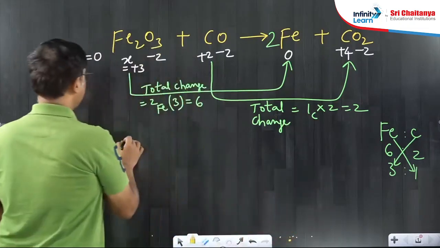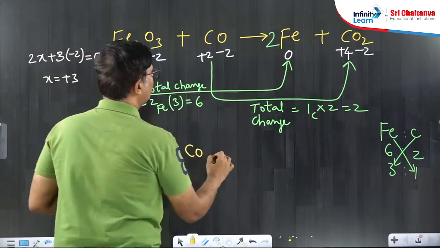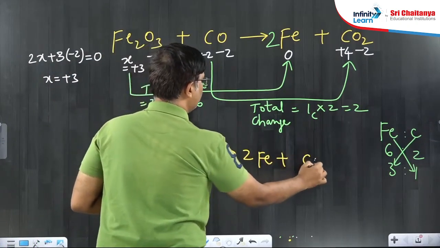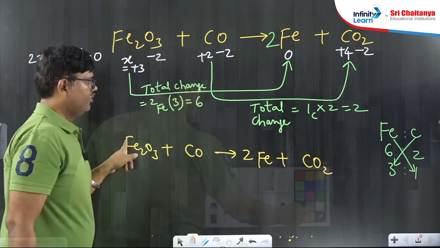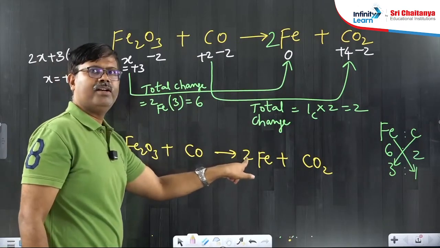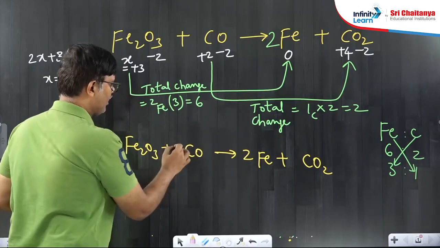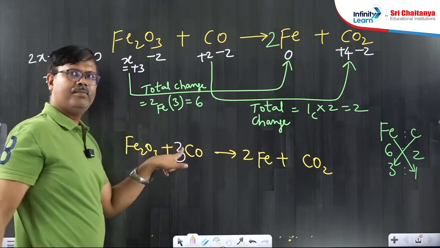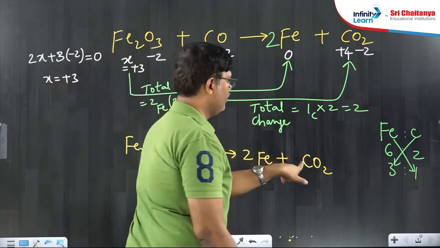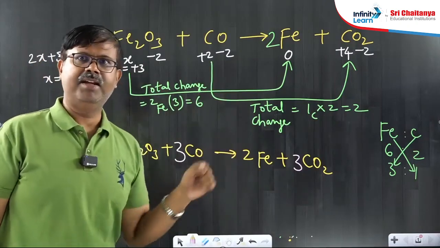So I will rewrite this again first. Fe2O3 plus CO gives 2Fe plus CO2. Now, for iron, you have to multiply 1 into 1, 1. Already 2 is there, 2 into 1, 2. So don't change anything. Now carbon multiply with 3. Already 1 is there before CO, the carbon substance. 1 into 3 is 3. So this is the balanced equation of this reaction.